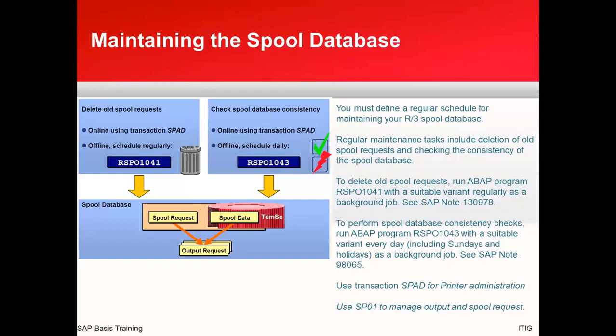Here you can see that there is a program called RSPO1041. You can run this program using SE38 and define how many days of old spool you want to delete. So it basically deletes old spool requests. And then there is one more program called RSPO1043, which checks the spool data consistency. And here you can see there are two different T codes normally used for maintaining spool. SPAD is printer administration and SP01 is basically to manage the output and print requests.